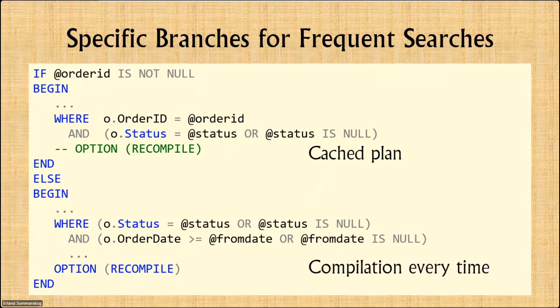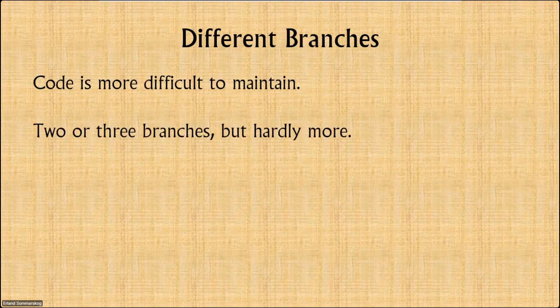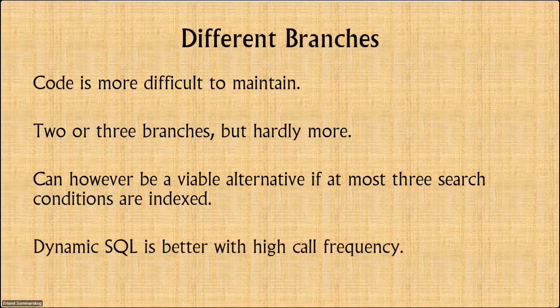Now it goes without saying, if you do this, your code will be more difficult to maintain, and you can do 2, maybe 3 branches, but hardly more, then it gets out of hand. But you could have a special situation where, let's say, there are only 3 search conditions that are indexed, and even more so, you're actually forcing the users to select one of these, and then all other filters are just extras. In that situation, you may want to do something like that. But most of the time, when higher call frequency is concerned, dynamic SQL is a better solution, for reasons that we will see later on in this presentation.